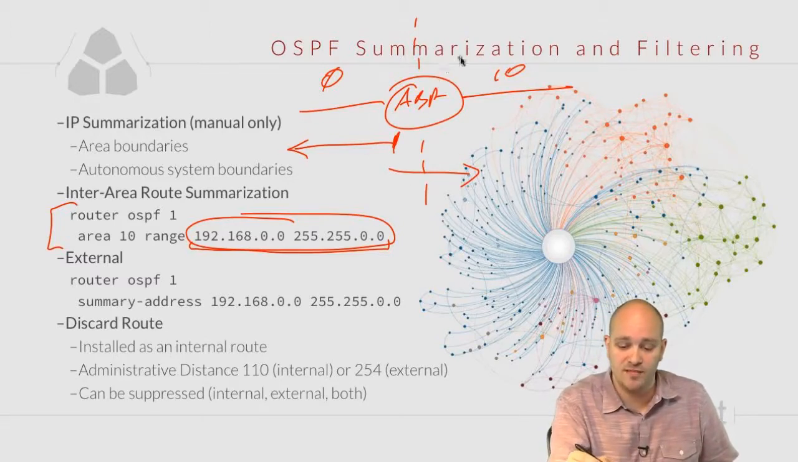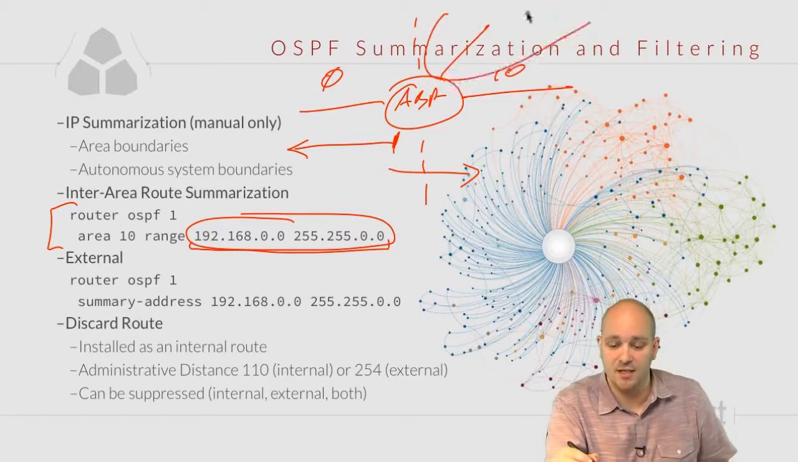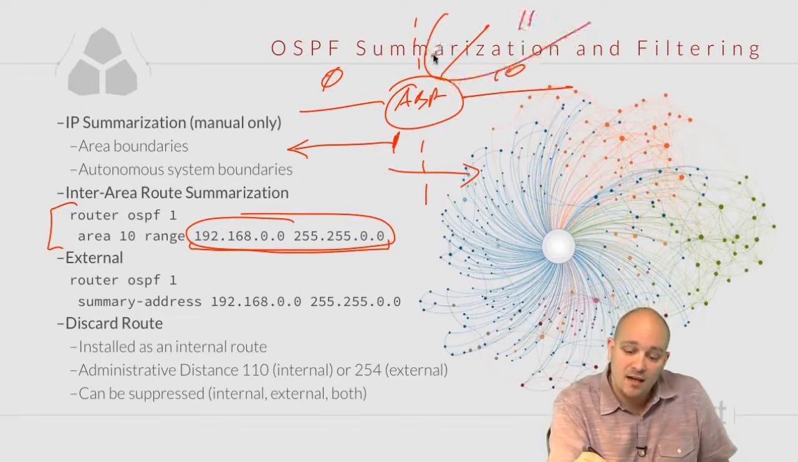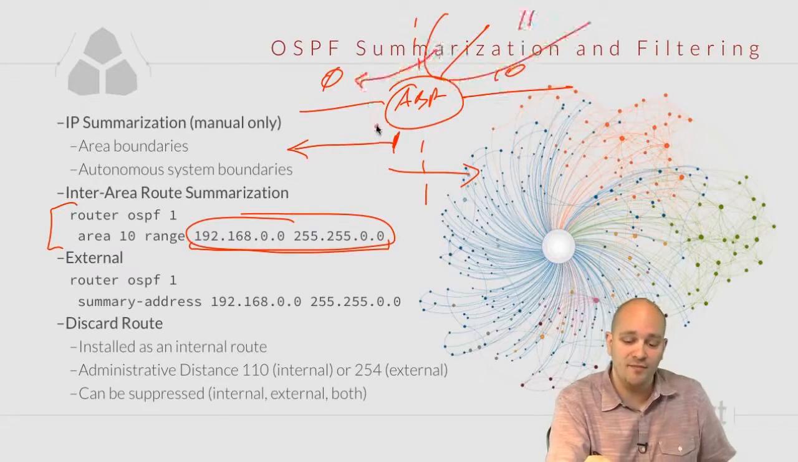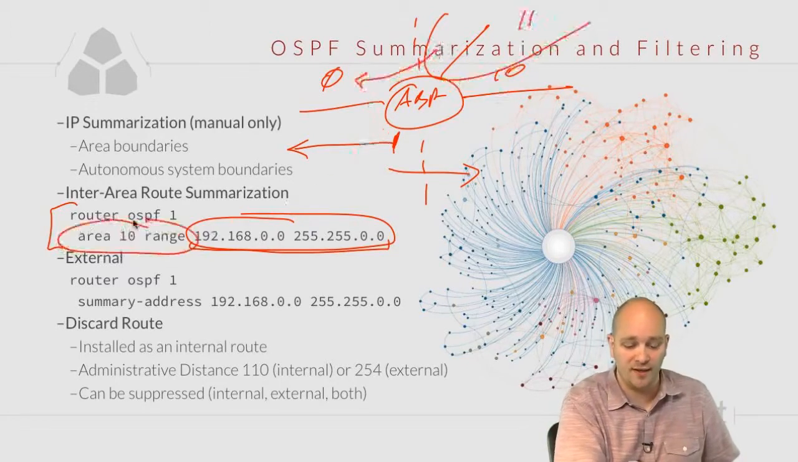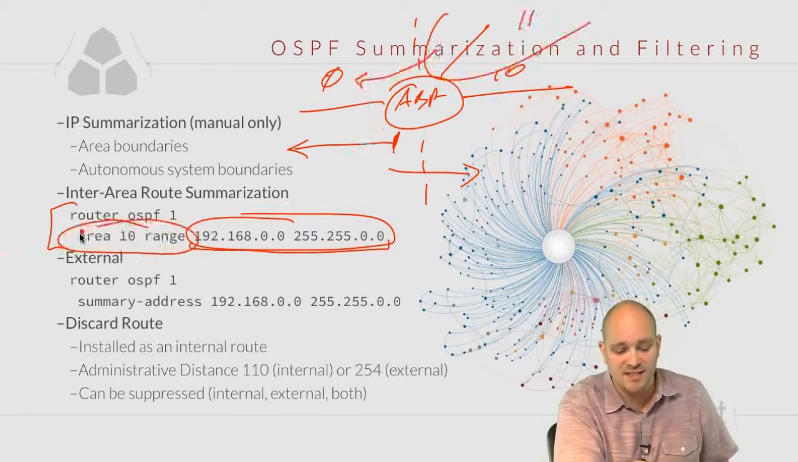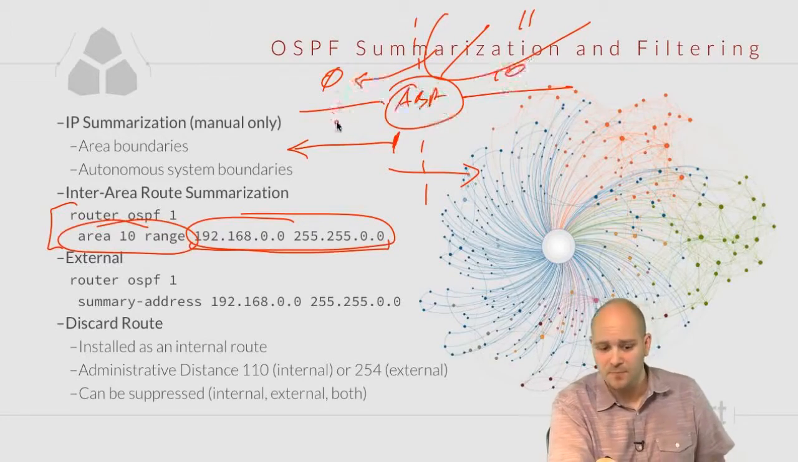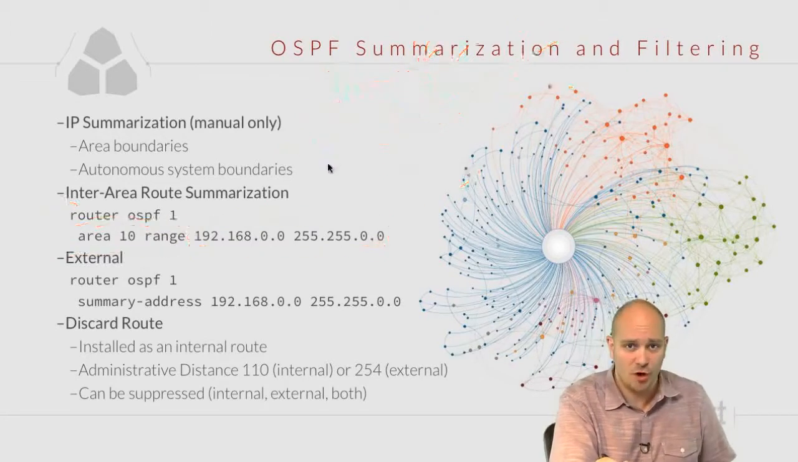or let's say from some other area. Let's say that this here is area 11. Networks arriving from area 11 into area 0 will not be affected by this summarization. This is summarizing only the networks as they are arriving from area 10 and then going into area 0.